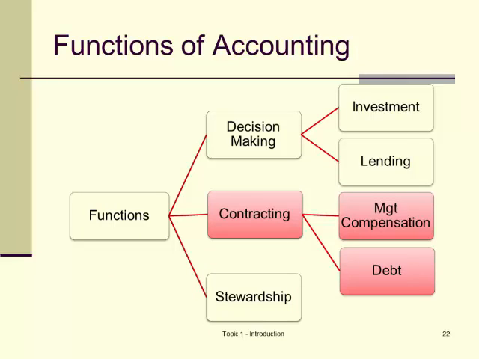Okay, so what we've talked about so far are information needs for decision making, but I've also mentioned some of the contracting needs that lenders might have. Let's take a 5-minute break, and then we'll move on to incentives.